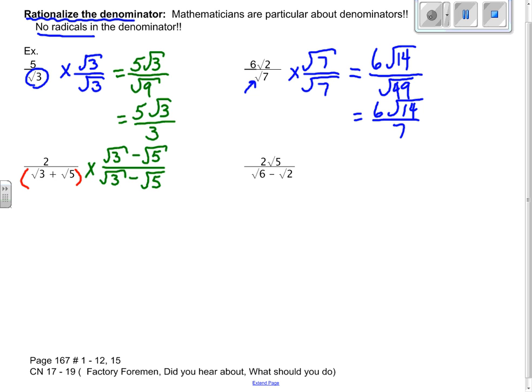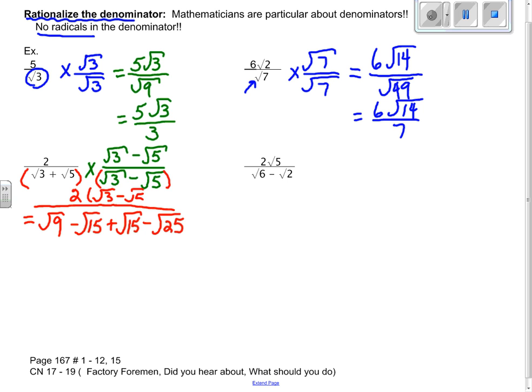I'm going to do a FOIL on the bottom. That will give me, first, root 3 times root 3 is root 9. This is my denominator. Outside is minus root 15. Inside is positive root 15. Interesting. And lasts are negative root 25. Top, I'm just going to write it as 2 bracket root 3 minus root 5.